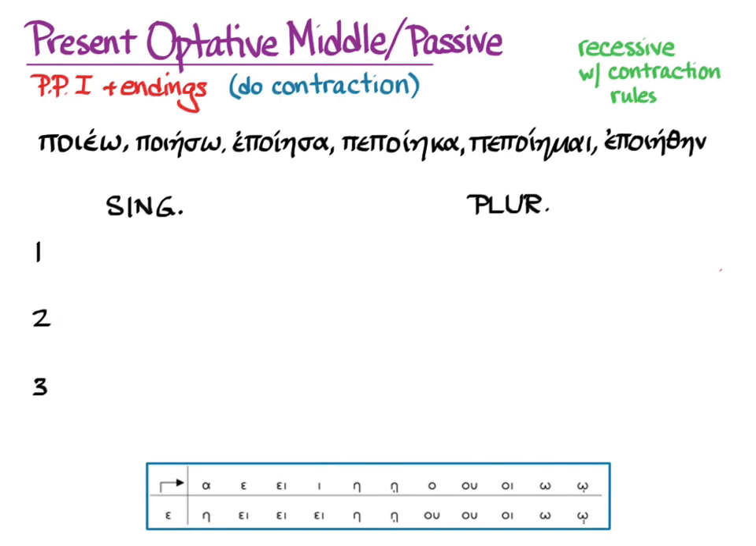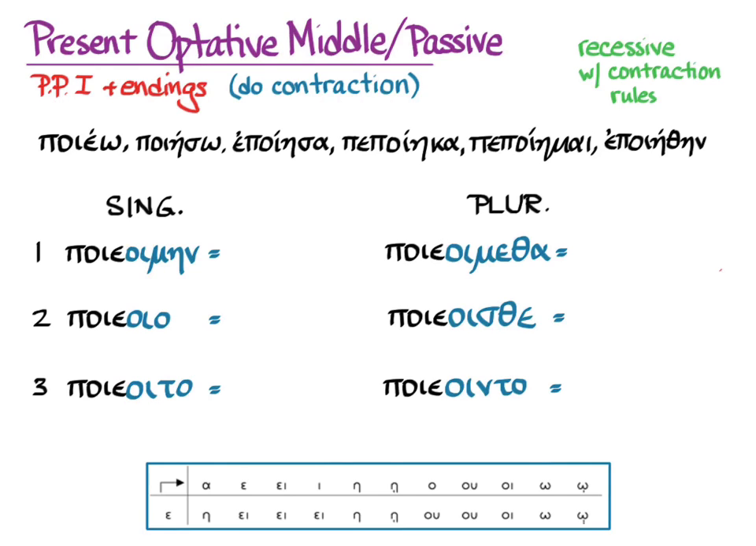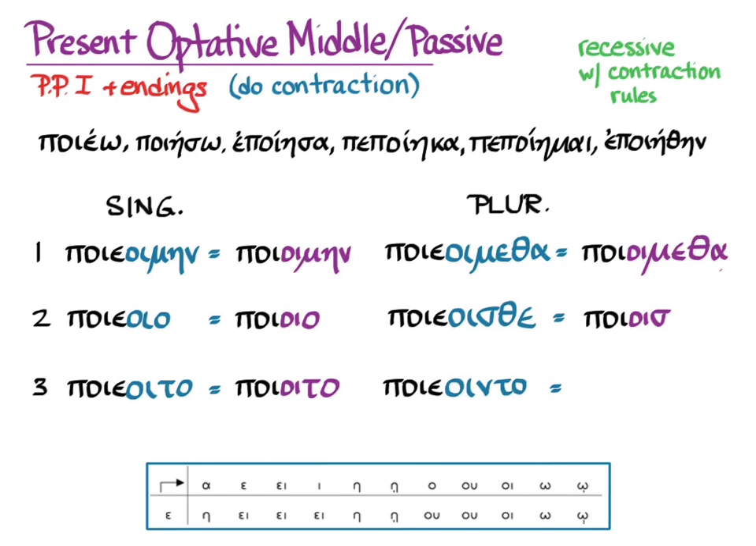So here's how they go on to the stem of poieo. There are the endings that we're contracting with, and we're going to get poioimein, poioia, poioita, poioimetha, poioista, and poiointa. We'll do the recessive accent with the contraction rules. Here they are in the uncontracted forms. In every case, they're going to combine and have the accent still on that combined syllable. And so here's how they appear in the final contracted forms.